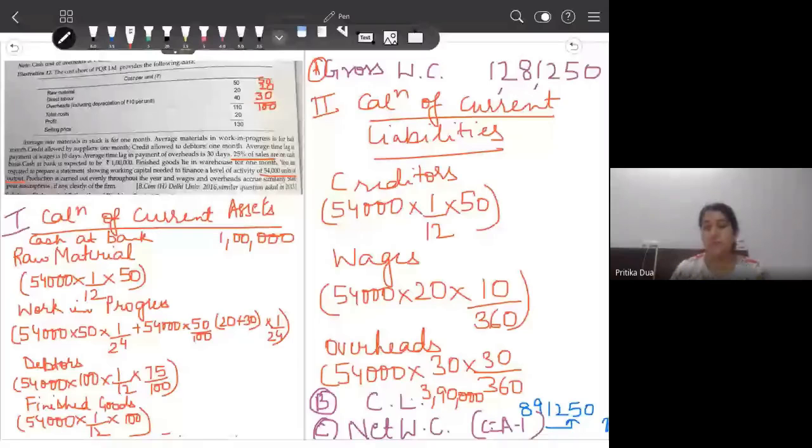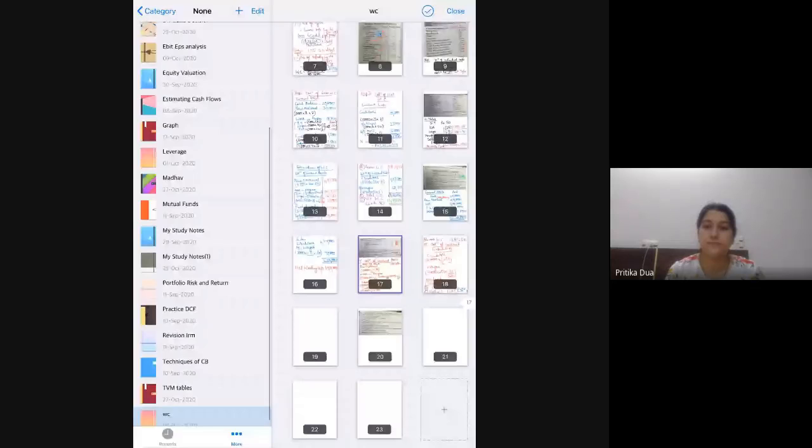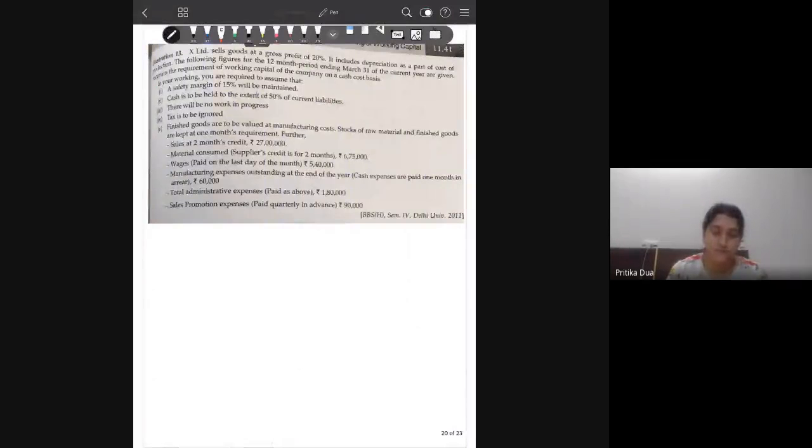I'll take up one last question on working capital management. We're given a company which is selling goods on gross profit of 20%. It includes depreciation as a part of cost of production, which means we need to calculate the cash cost of production, that is cost of production minus depreciation. Then you're given the values for 12 months. Safety margin of 15% will be maintained.